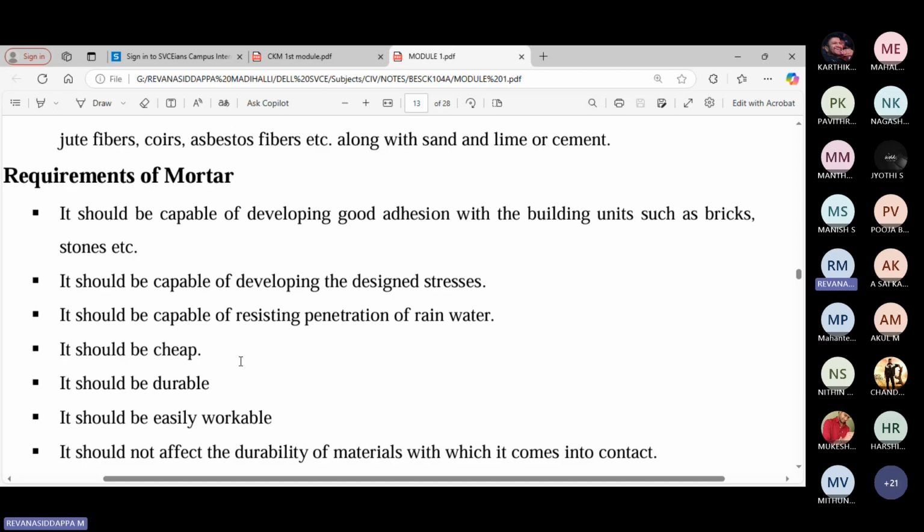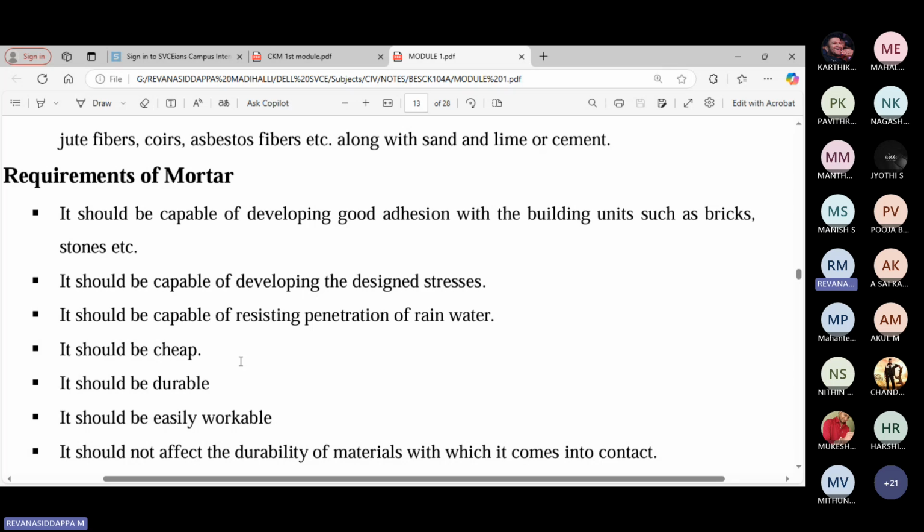Then the durability of the mortar should be high. It should be durable. Durable means it should perform its intended function for a long period of time. Normally we design these buildings for 100 years of life. Throughout 100 years it should perform well. The mortar which we use for construction of that building, throughout the life cycle of the structure, should perform well. It should handle the load. It should not absorb any water.